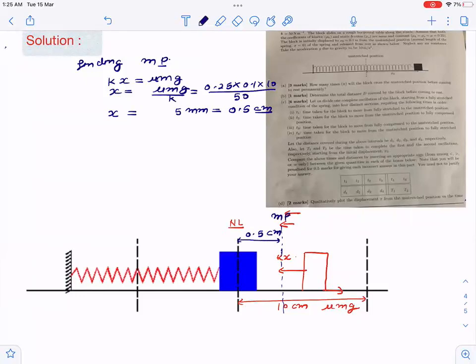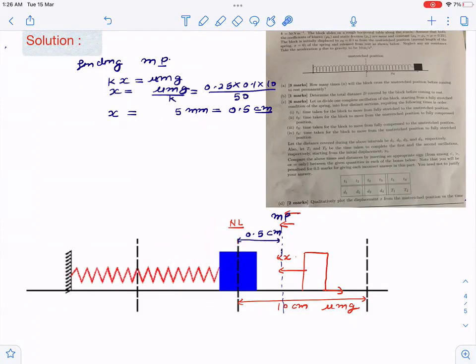This is the mean position when the block is moving in this direction. Here we have to be very careful, because when the block moves in this direction, the mean position will change. And when the block is returning back like this, friction will act in this direction and spring force will act in this direction, so the mean position will shift here. The distance will be the same. We'll be discussing that later.